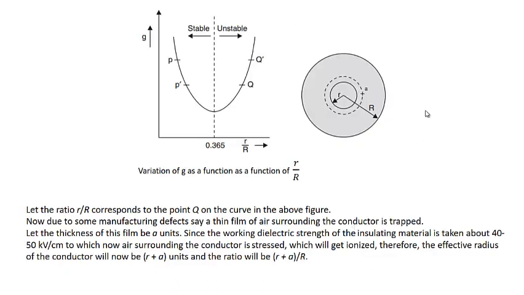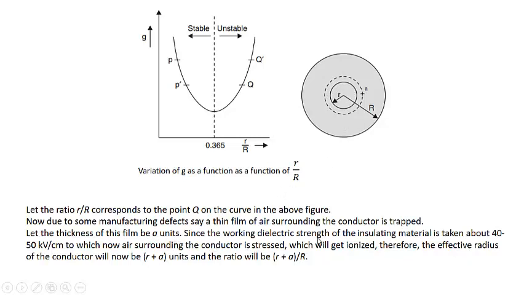One more thing that we need to understand is stable and unstable operation. Let the ratio R by r correspond to point Q on the curve in the above figure. Now, due to some manufacturing defects, say a thin film of air surrounds the conductor, trapped inside this dielectric sheath. This is a thin film of air. Let the thickness of this film be A units. Let's say this thickness is A.